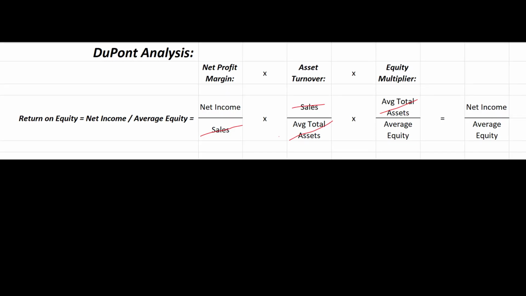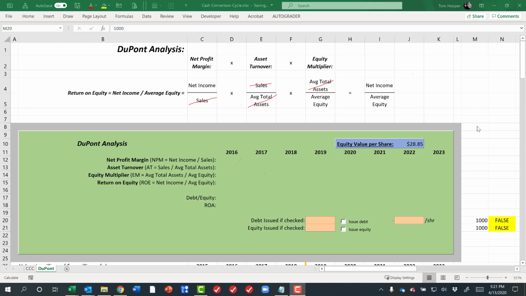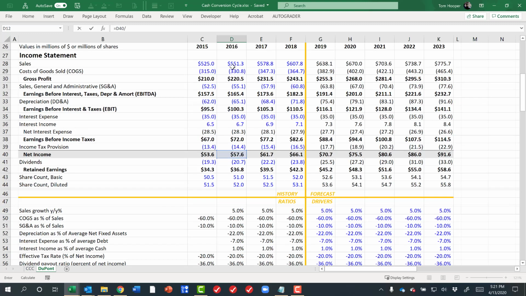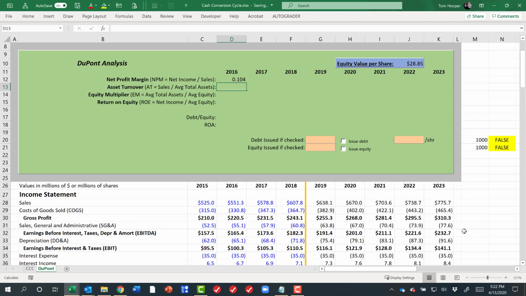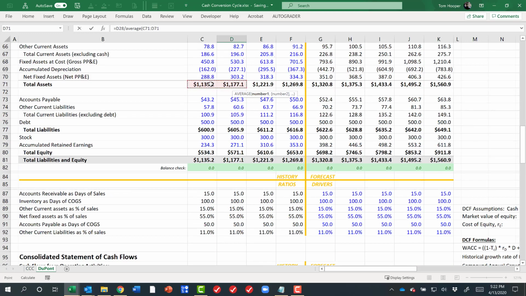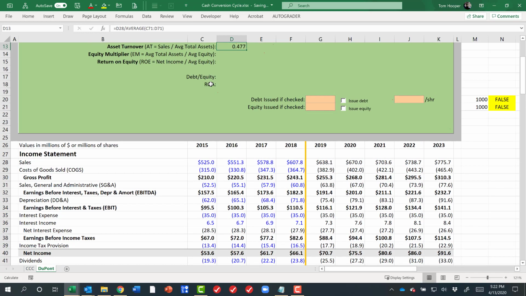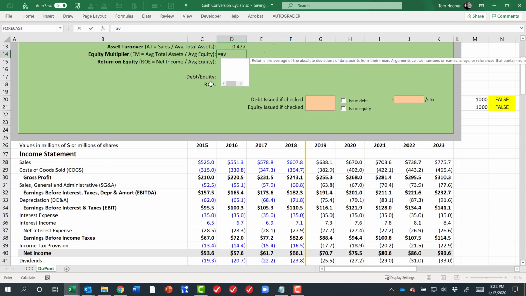Let's consider this dashboard as a way to look at the effects of the different parts of the DuPont analysis. So we'll start with net income over sales, and then look at asset turnover, which is sales over the average total assets, and then look at the equity multiplier, which is the average total assets over the average equity.